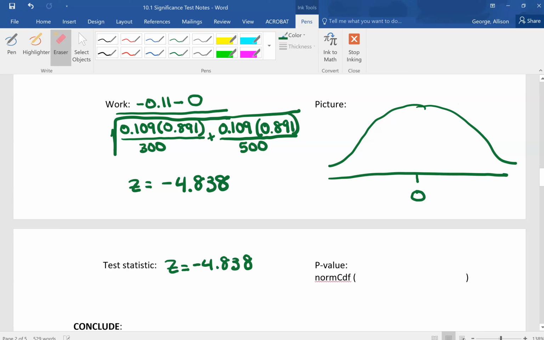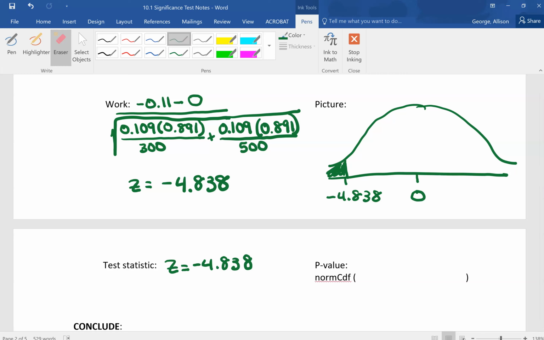Alright, so then we want to go through and z is negative 4.838. And we need to go back now and look at our alternate hypothesis. So our alternate hypothesis was less than. So we would be shading to the left. If our alternate hypothesis was greater than, we'd shade to the right. And if our alternate hypothesis was not equal to, we would shade both sides. This is just less than though, so we don't need to worry about that last part.